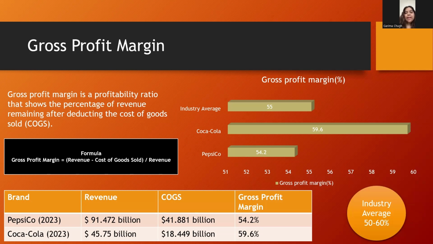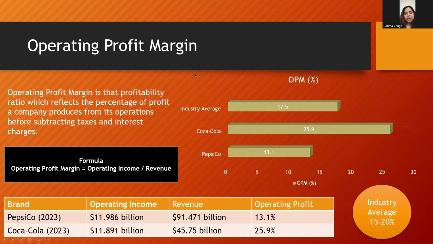Moving on to the next slide, we'll discuss operating profit margin. Operating profit margin shows how much profit remains after covering operating expenses. A higher percentage means better operational efficiency. And the formula for this is operating profit margin equals operating income divided by the revenue of the company.